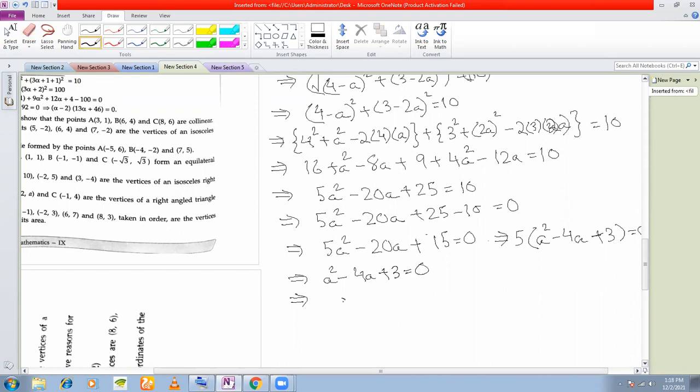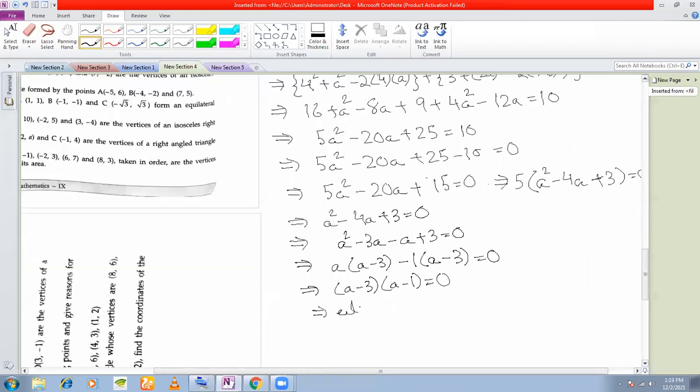Now this can be factorized. a square minus 3a minus a plus 3 is equal to 0. So this you get a into (a minus 3) minus, and a, you take the HCF 1 here and you introduce brackets. So this plus sign will change to a minus sign. Right? So you are getting (a minus 3) into (a minus 1) is equal to 0. That means you are getting either a minus 3 is equal to 0 or a minus 1 is equal to 0. That means you are getting either a is equal to 3 or a is equal to 1.